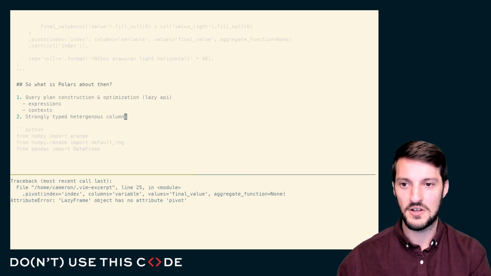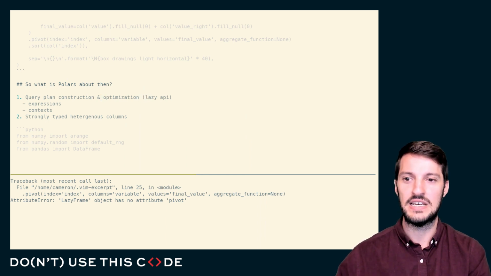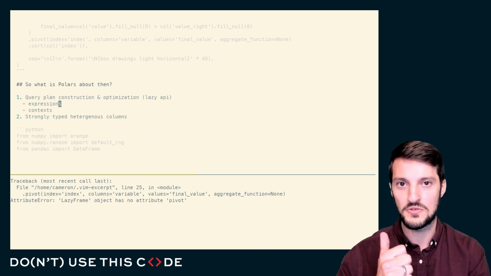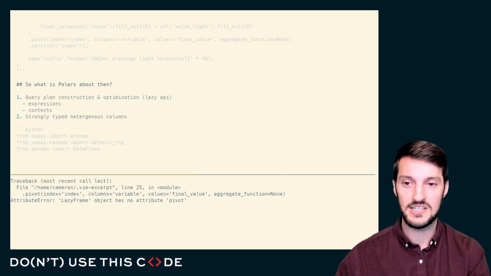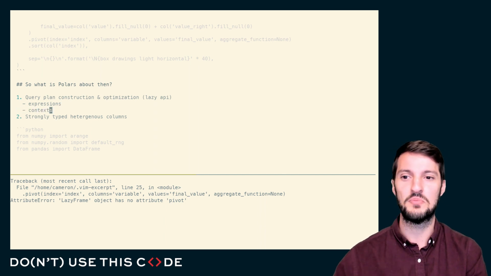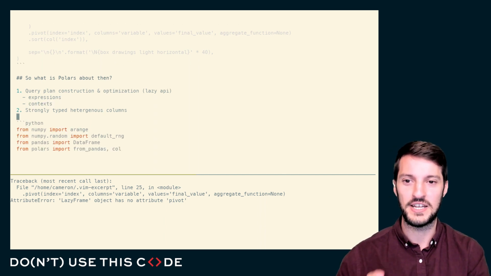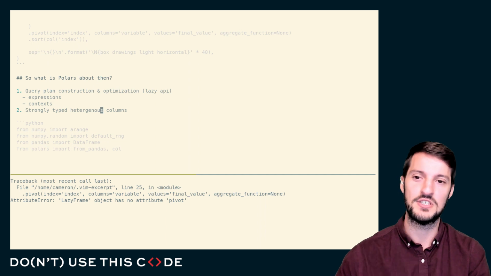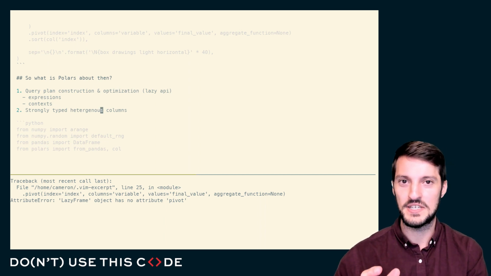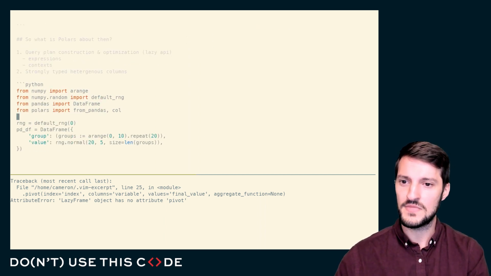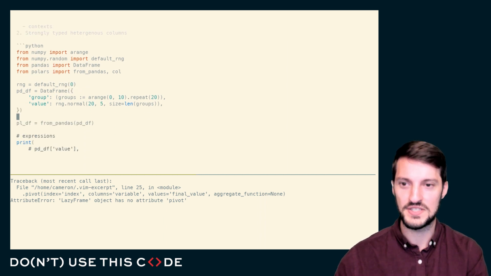So what is Polars all about? Well, Polars is all about query plan construction, which we just covered, and optimization of that. This is its lazy API. This strongly consists of its use of Polars expressions and context. Additionally, Polars is also all about strongly typed heterogeneous columns, as we've seen in most of these examples. So what are Polars expressions then?